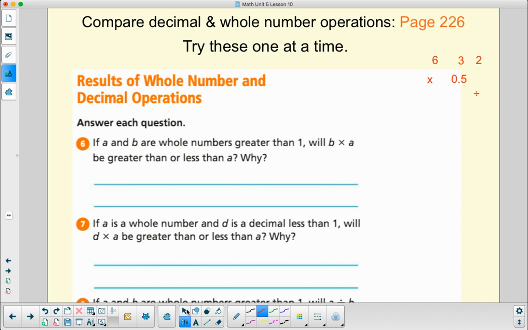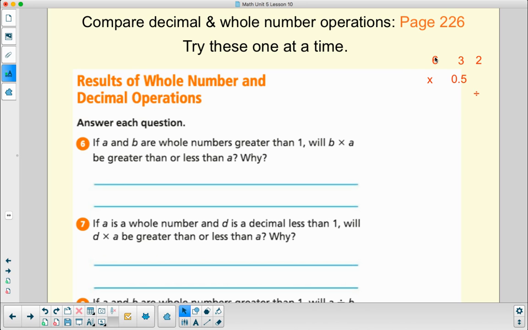So pause the video and think about it and try and come up with an answer. If you can't come up with an answer, or when you get an answer, then hit play. All right. I like to think of it this way.